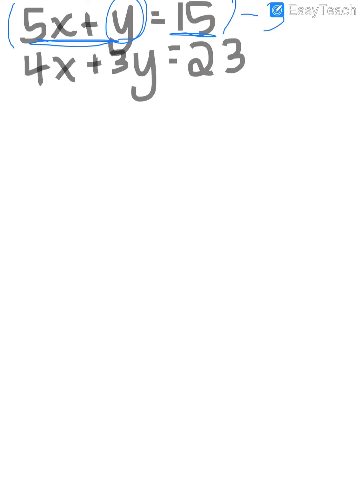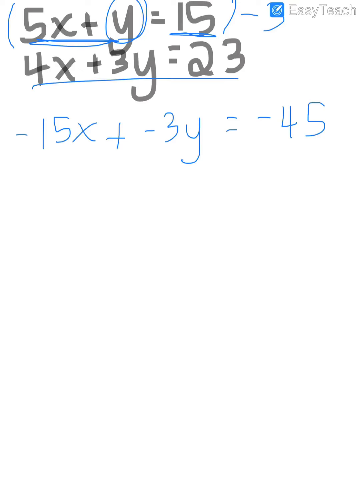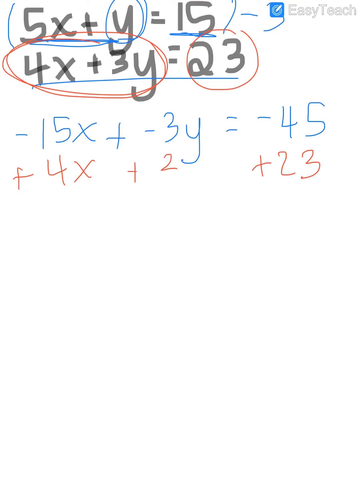5 times -3 is -15, so I have -15x plus -3y equals -45. So now if I pair that with this second equation right here, I will be able to eliminate one of the variables, in this case y, and that will get me going. So what we're going to be doing is we're technically adding 23 to both sides. So we're adding this 23 and we're adding this right here, which means 23. So we're going to add 4x and we're going to add 3y.